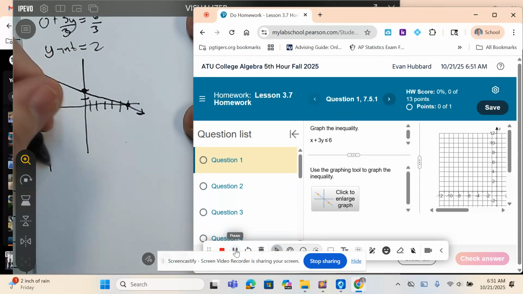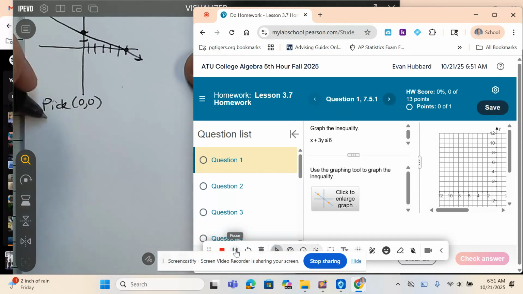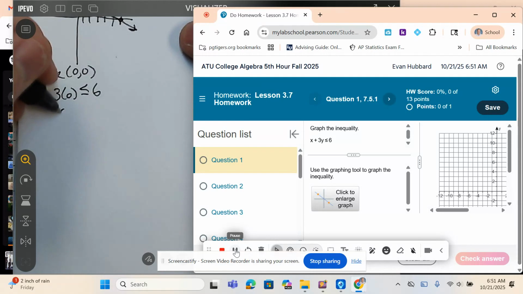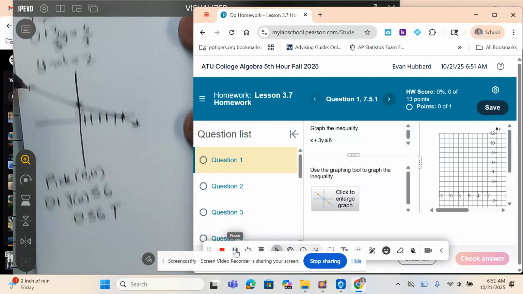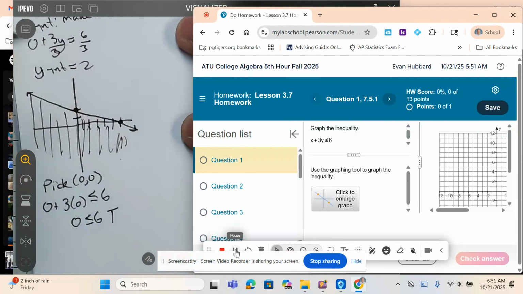So I'm going to pick 0, 0 and see if it works. Okay. So 0 plus 3 times 0, is that less than or equal to 6? 0 plus 0, 0 less than or equal to 6. That's true. So I'm going to shade towards 0, 0. And so this would be my answer.